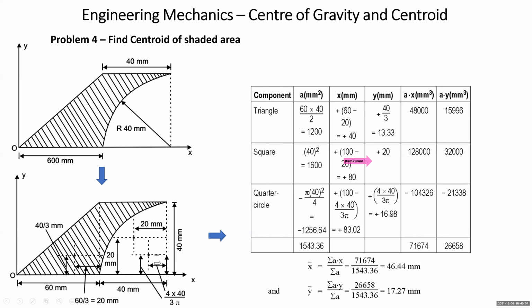all coordinates will be positive. But rather than remembering first quadrant, second quadrant, you should always measure it. X coordinate is measured from the y-axis: right of the y-axis positive, left of the y-axis negative. Y coordinate is measured from the x-axis: above the x-axis positive, below the x-axis negative.